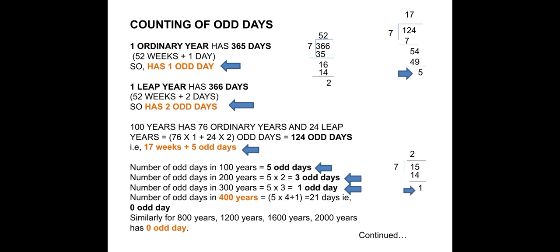So the number of odd days in 400 years is 5 into 4 plus 1. We get 21 odd days. 21 odd days is divisible by 7. We get the remainder as 0, so 0 odd days. Similarly for 800 years, 1200 years, 1600 years, 2000 years, there will be 0 odd days. That is, any multiple of 400 years has 0 odd days.